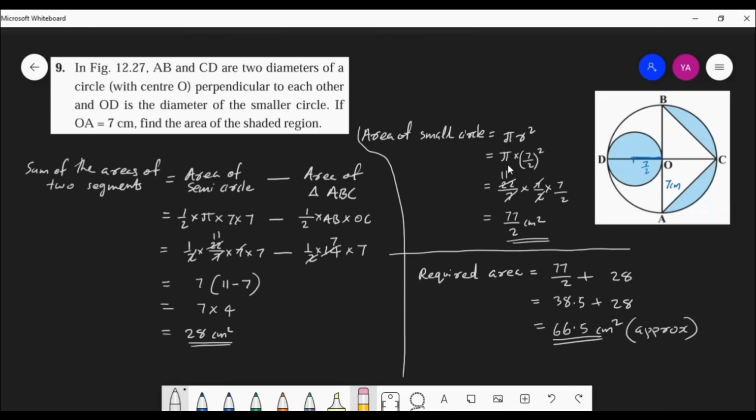Using that, we can find the area of the small circle, and then to find the area of these shaded segments, there are different methods. Without using the segment formula, by the subtraction method, we can find the area of this semicircle first, then subtract the area of triangle ABC, and we'll get the sum of the areas of these two segments. That's how we calculated here. We got 28 centimeter square. Then the required area, the final answer, will be the sum of these two areas. We added and we got 66.5 centimeter square.